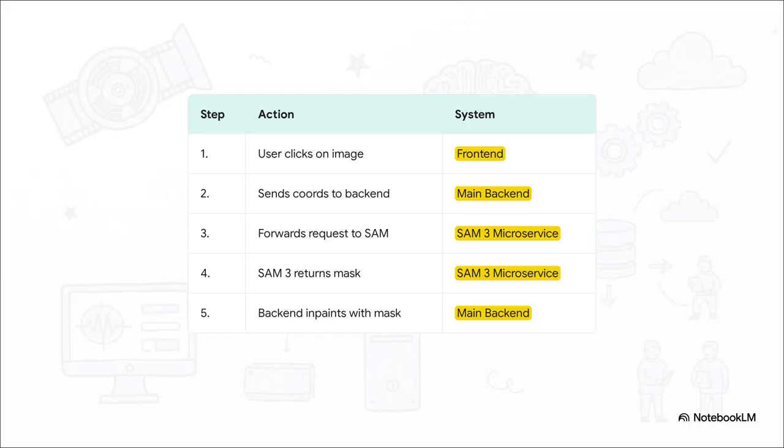The answer is, you don't. You don't add it to the main application at all. You run it as a separate, what's called a decoupled microservice. This table traces the process perfectly. The user clicks. That request goes to the main backend, which then just forwards it along to the SAM3 service. SAM3 does its thing, returns the mask, and then the main backend can perform the in-painting. This totally isolates the process, which prevents memory conflicts and makes the whole system way more stable.